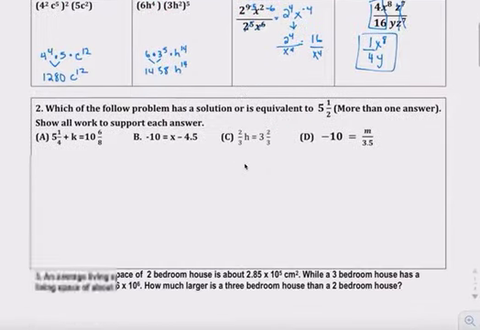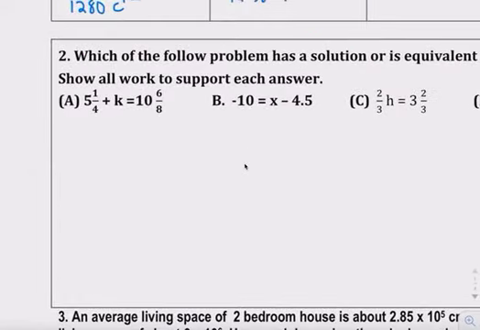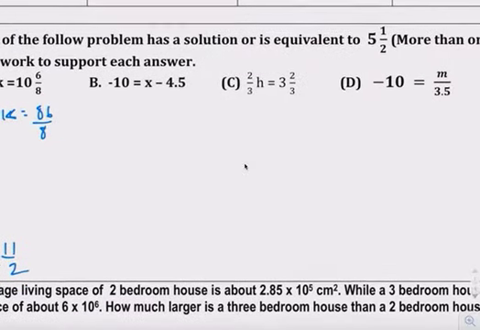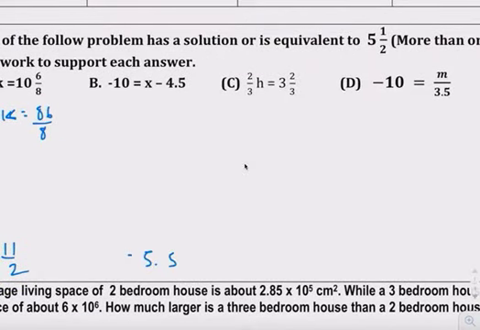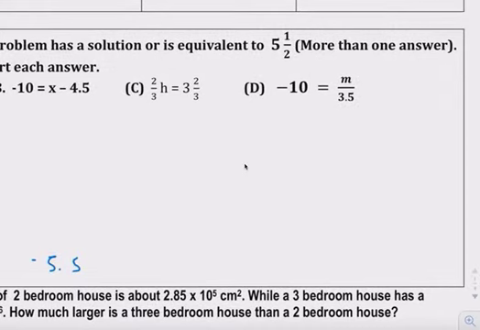And this here, remember to make this improper first, it's 21 over 4 plus k, because you're multiplying by the least common denominator. When you multiply with a fraction, it needs to be improper. Then multiply by 8, you get your answer, then divide, and you should get 11 over 2. And here you should get negative 5.5. This one you should get 11 over 2 or 5.5.